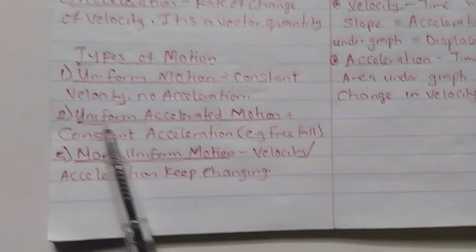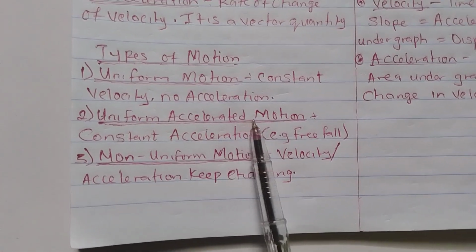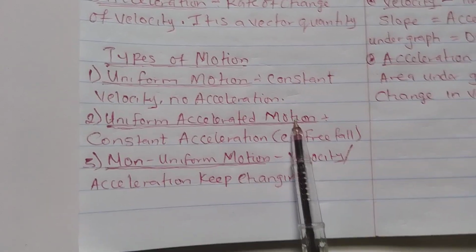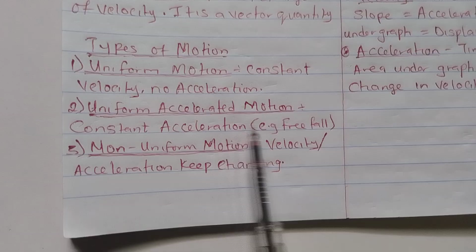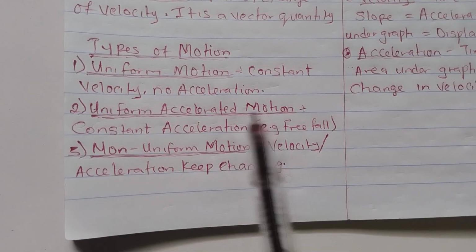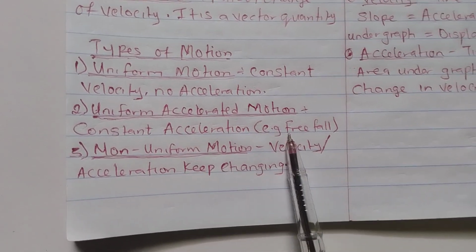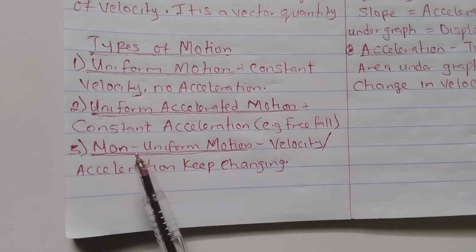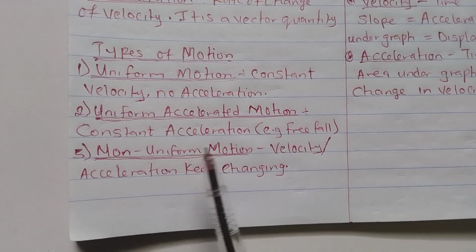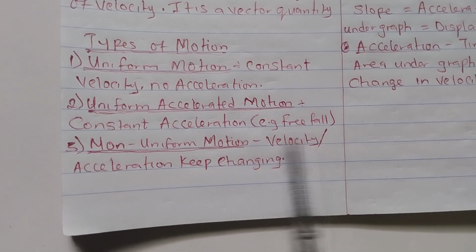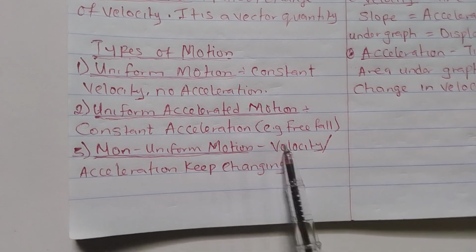Then to the second one, we have a uniformly accelerated motion. That means constant acceleration, for example free fall. So the acceleration is constant throughout. And we have the third one, a non-uniform motion, where both the velocity and acceleration keep changing.